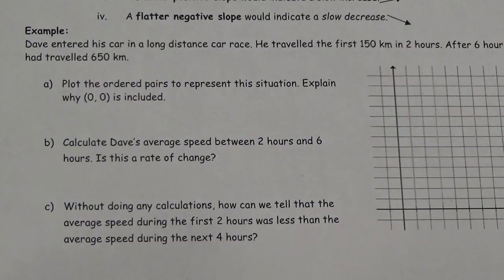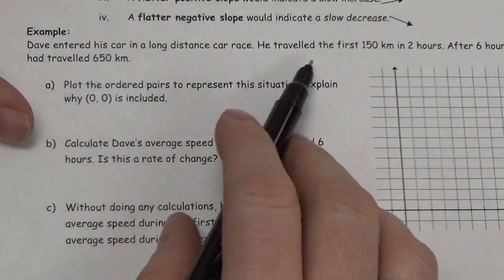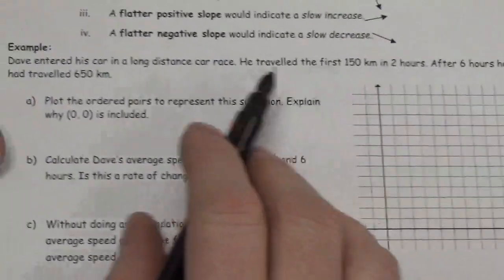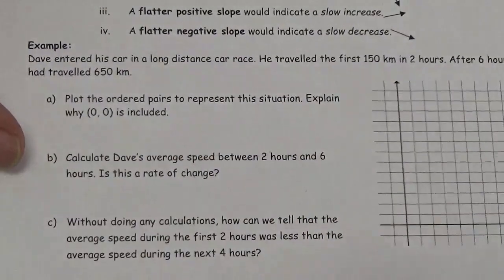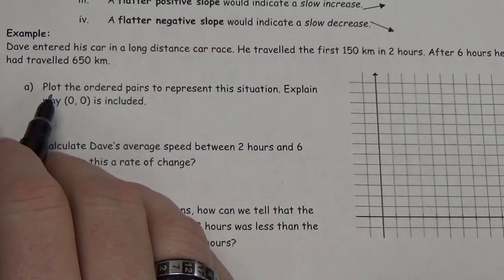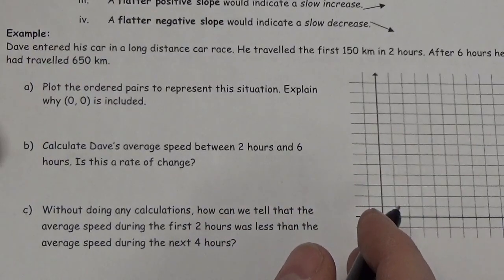Okay, so let's take a look at this question here. It says, Dave entered his car in a long-distance car race, and he traveled the first 150 kilometers in 2 hours. Okay, and then after 6 hours, he had traveled 650 kilometers. So the first thing that we need to do here is plot the ordered pairs to represent the situation. Explain why 0, 0 is included.